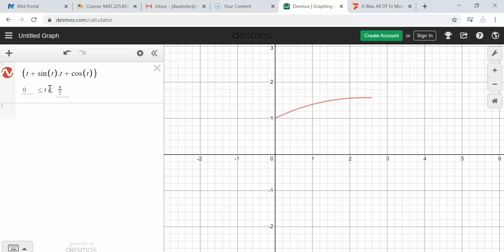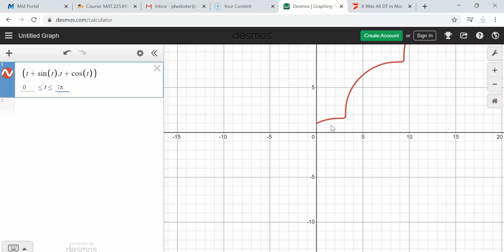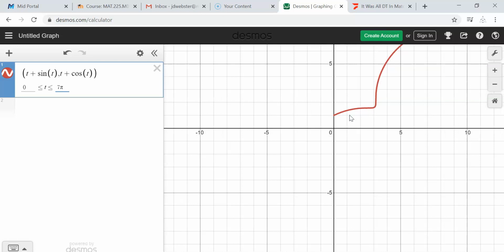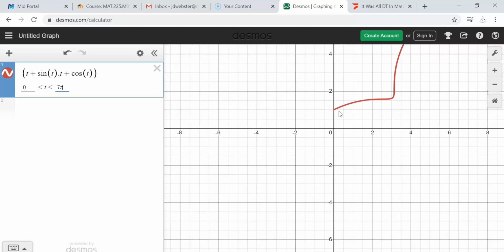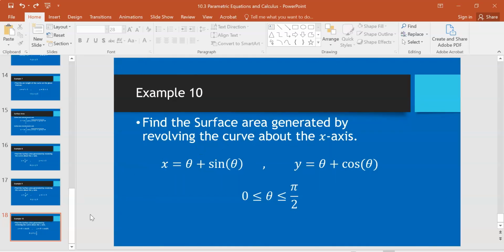By the way, that curve, if you go from 0 to, let's say, 7 pi, looks a little different. It does a kind of weird change over there. It gives you kind of jumping up and going on this angle here, interestingly enough. So that's what's happening. We take this bit of the curve and rotate it around the x-axis. And that is it for section 10.3.